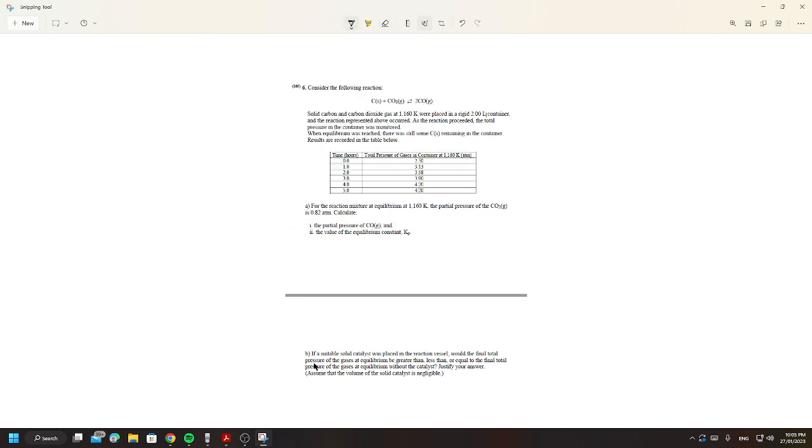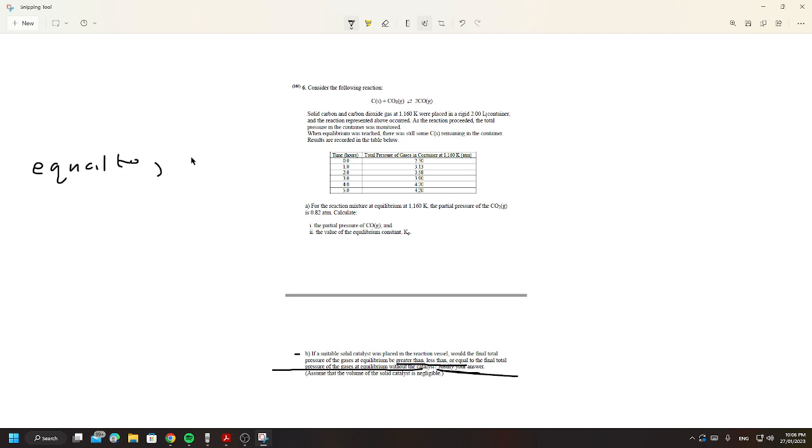If a suitable solid catalyst was placed in the reaction vessel, would the final total pressure of the gases at equilibrium be greater than, less than, or equal to the final pressure of the gases at equilibrium without the catalyst? Justify your answer. We know that catalysts only affect the rate of the reaction. So the pressure of the gases will not change. It won't increase, it won't decrease, it's going to stay the same. They told us to justify our answer, so our answer should include greater than, less than, or equal to, and the justification. So here I'm going to say it's equal to.